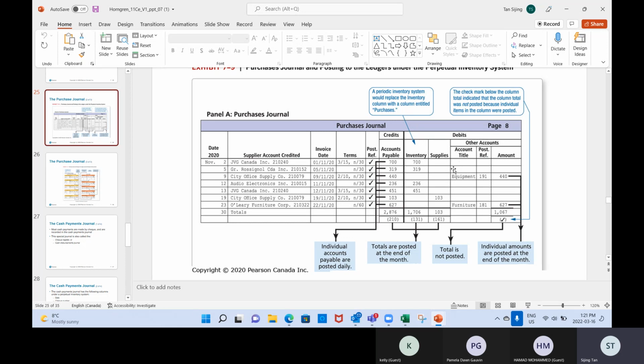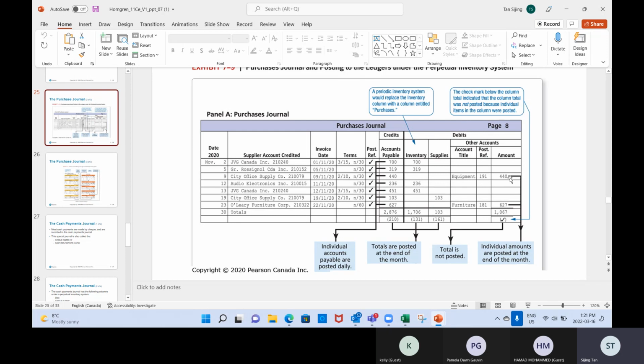Moving on to November the 9th, from City Office Supply, we put the invoice date and the terms, and then we see that we actually purchased some equipment. This goes under other accounts because it's equipment.